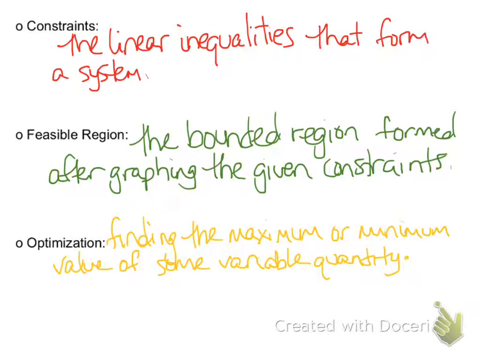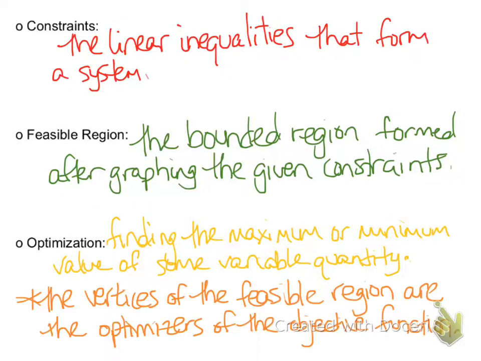Optimization is the finding of the maximum or minimum value of some variable quantity. And they've found that the vertices of the feasible region, so this closed region that we're going to be graphing, the vertices of that, the corners, are going to be the optimizers. Those are going to be the values that we're going to plug into our objective function. A lot of this is going to make a lot more sense once we actually do some problems. So that's the vocabulary, and now let's get down to do some problems.